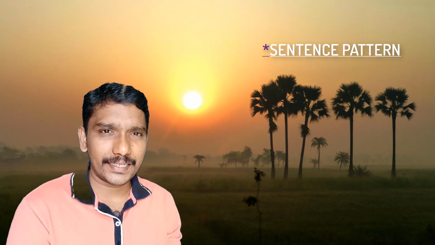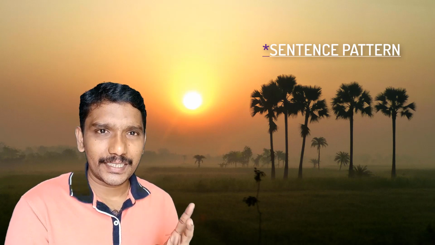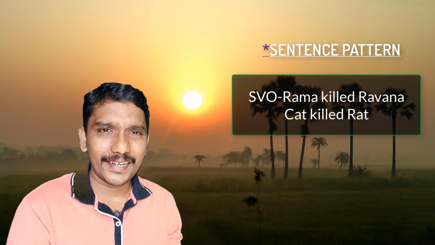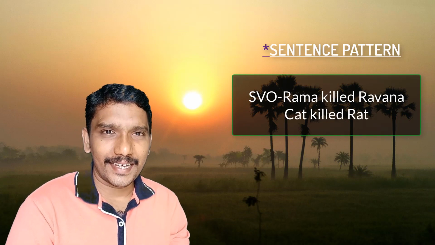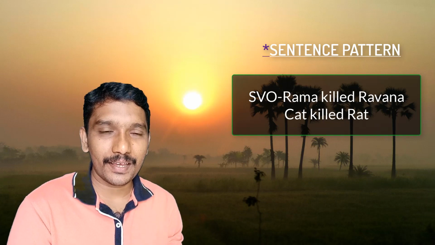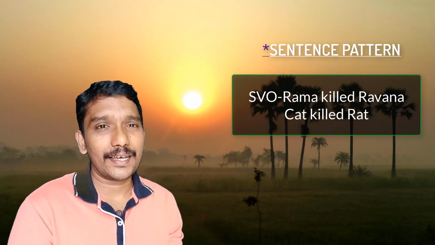And next one, it is a traditional sentence. Whenever the teachers enter the classroom, they always used to say these two sentences for the SVO pattern. One is Rama killed Ravana and the other one is cat killed rat. Here Rama is the subject, killed is the action, so it is the verb. After the verb we also have a noun, so Ravana is the object.